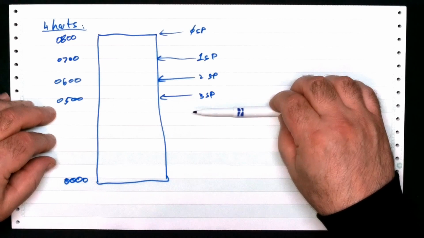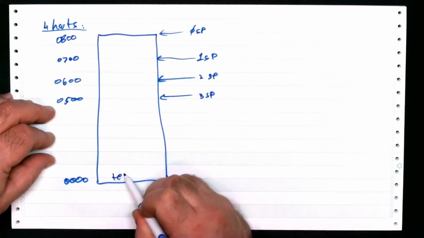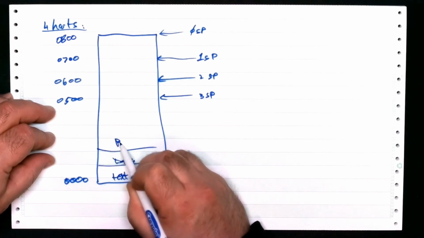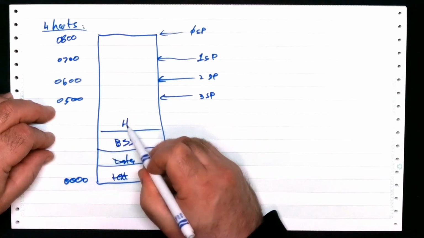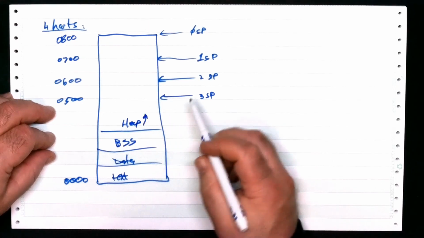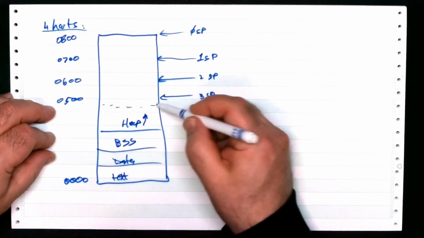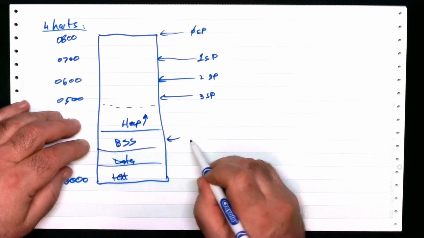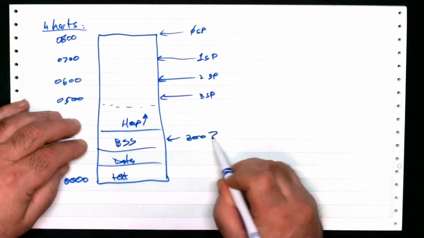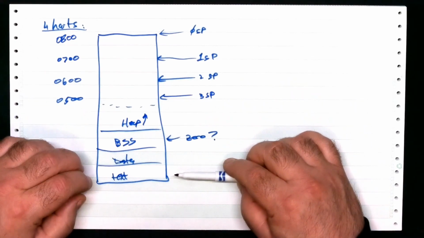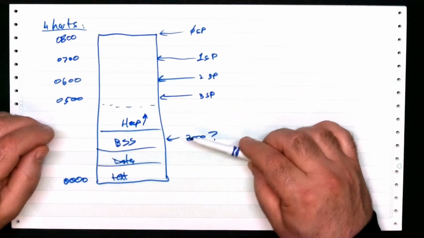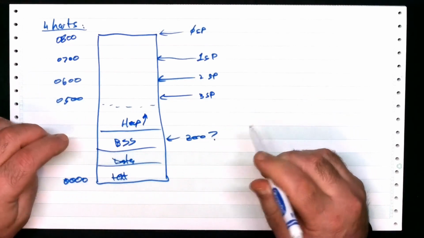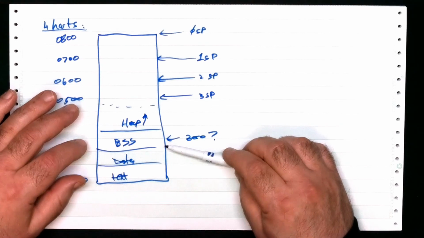Now what do we do? Well, remember we got the text, we have the data, we have the BSS, heap in here. It grows up this way, and now we have multiple stacks, okay? Somebody still has to zero this thing out before we actually call any real subroutines or use this in any way that we would recognize, okay? So we have to zero out this BSS.